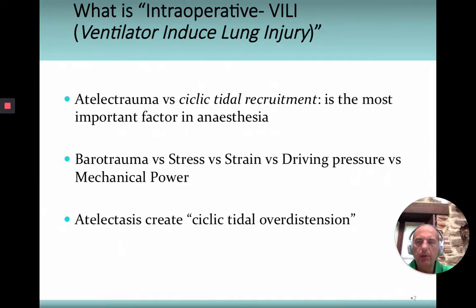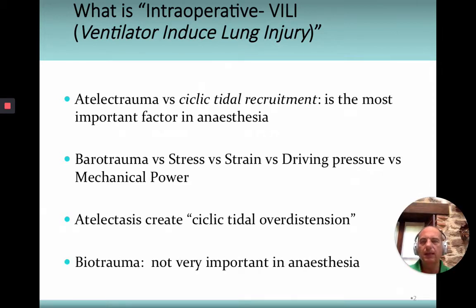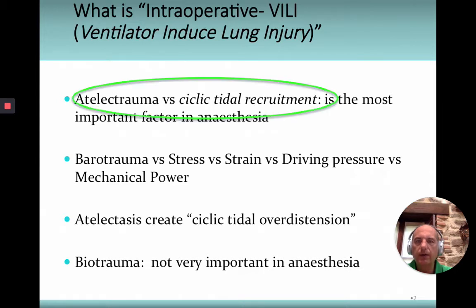If you can remember, I think what really makes a difference is that in distress syndrome, atelectrauma and atelectasis are not so important. But in anesthesia, it is routine. Every time you intubate a patient, you create atelectasis after induction. So these specific mechanisms create some differences in intraoperative ventilator-induced lung injury. For example, the problem of atelectrauma and cyclic tidal recruitment is huge in anesthesia and is one of the most important factors for VILI during the operation.